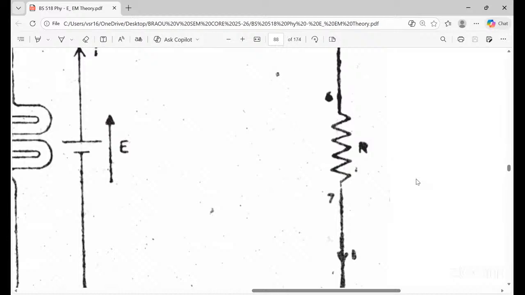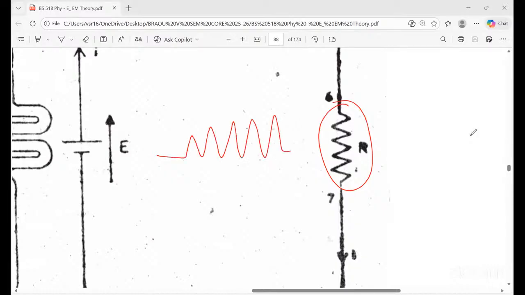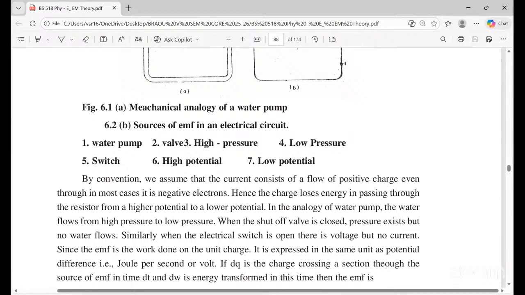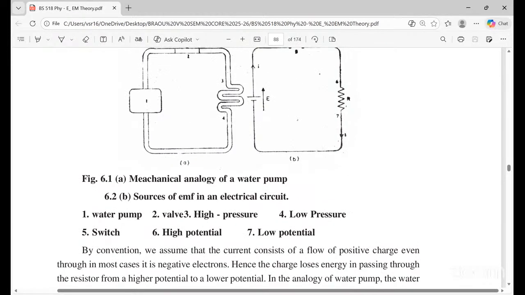If you want to stop that current here, it should be like this, the symbolic representation. In Indian books, the resistor symbol is like this, whereas in foreign books, the resistor symbol is like this. But both are the same, no need to worry. Also, you can identify where there is a higher potential and where there is a lower potential.